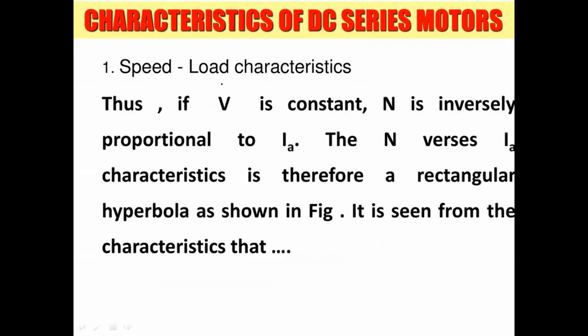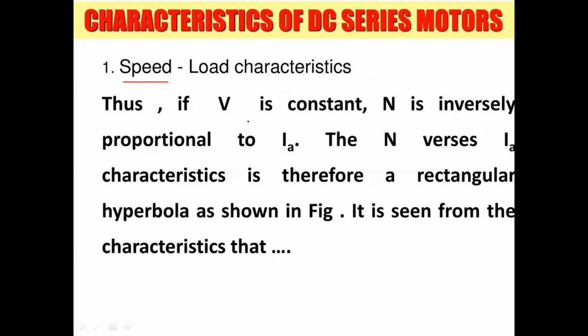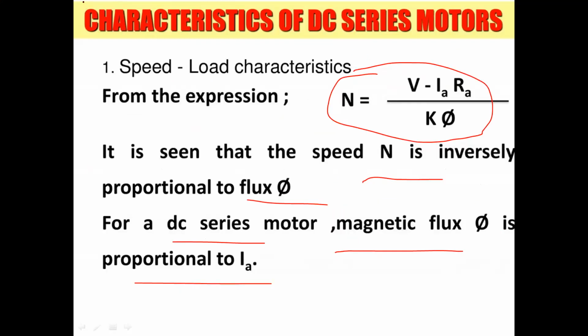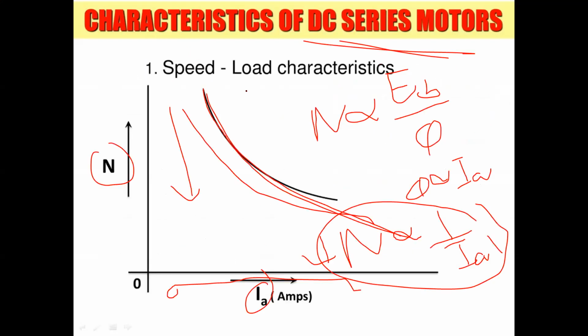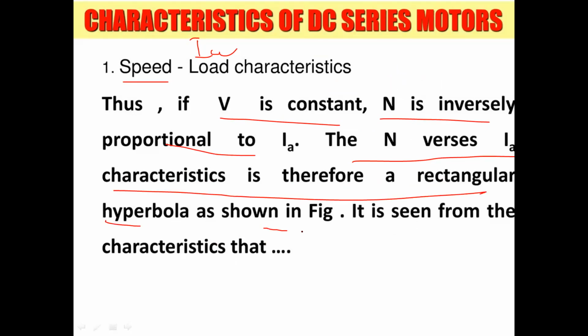Next, the speed-load characteristics. Speed versus load is the same as speed versus armature current. If V is constant, N is inversely proportional to Ia, so the characteristic is a rectangular hyperbola, as already shown.